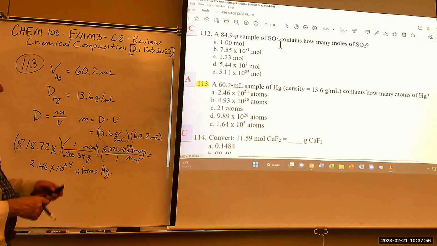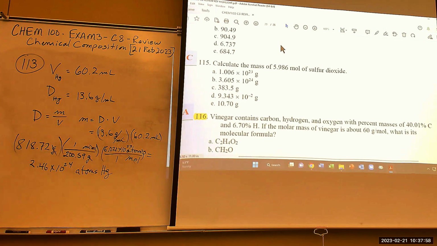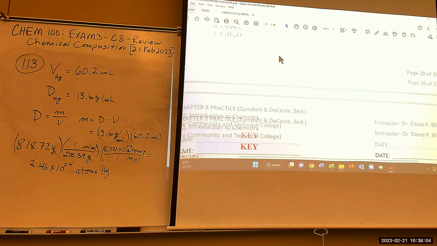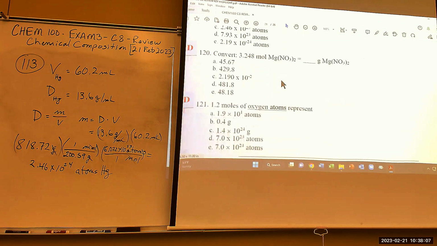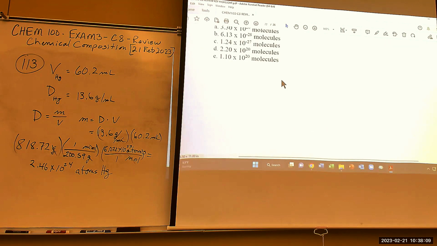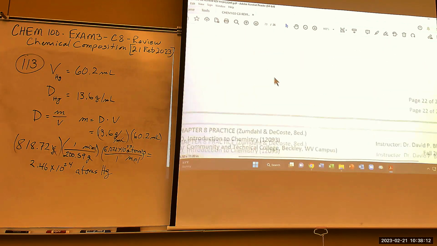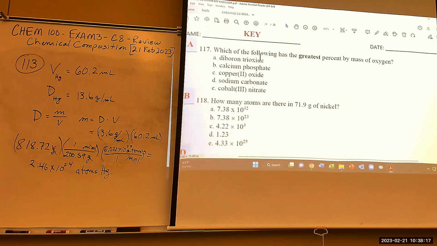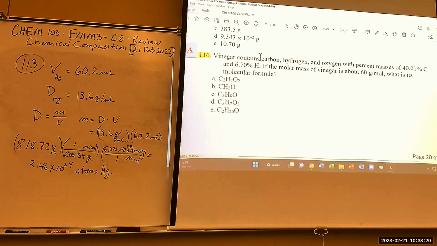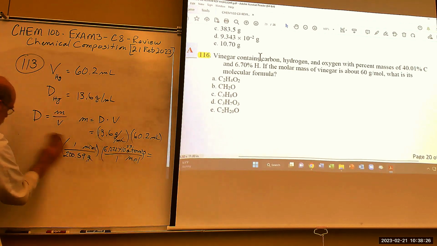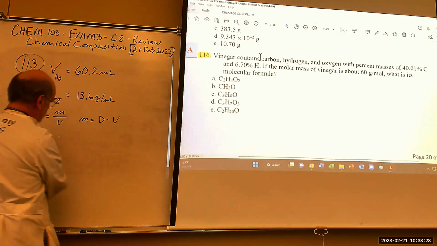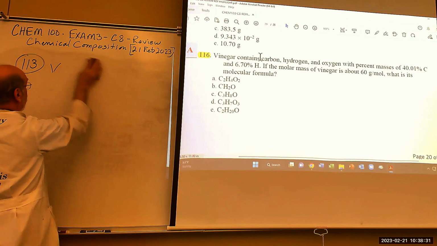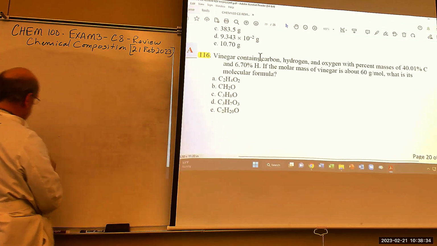Okay, that's 113. 116. Let's see. I'm just checking to see if I got any more beyond that. That looks like it's the last one that I have highlighted. Yep. Okay, so we can take our time on this one because we got 20 more minutes to go. So let's do that. 116.